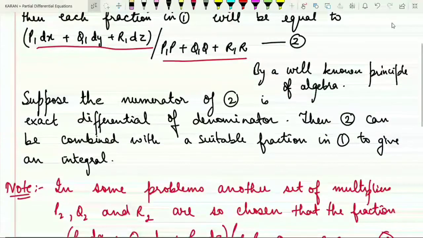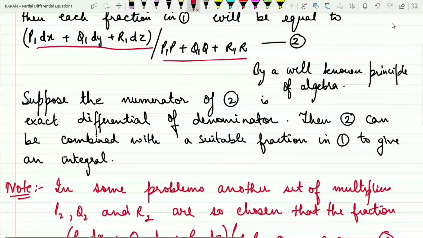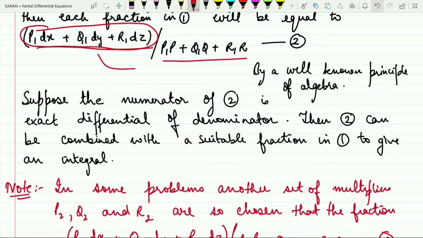Now, suppose the numerator is an exact differential of the denominator. So what is the assumption in this category? That the numerator, that is P1 dx plus Q1 dy plus R1 dz, is the exact differential of the denominator. If this is nothing but the derivative of the denominator, then 2 can be combined with a suitable fraction in 1 to give the desired result. That is how you can combine them and finally get the required integral. We will look into an example to get more clarity on this concept.